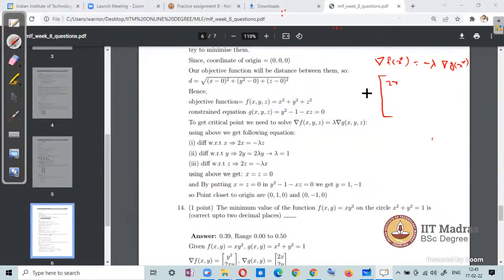Just x square gives 2x, y square gives 2y, z square gives 2z. So minus lambda times del of g at x star. For the first case you will get -1.